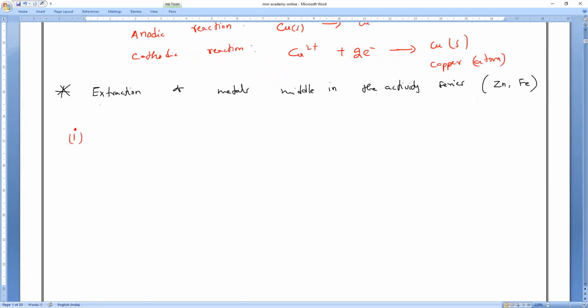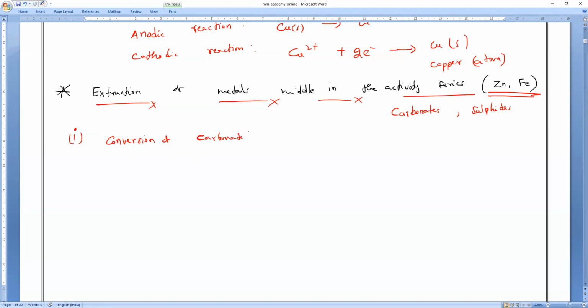What is the first step? Extraction of zinc, we have already done. They are moderately reactive metals, so first we have to convert the ores. These are present in two kinds of ores, carbonate ores and sulfide ores. We have to convert these into oxides.